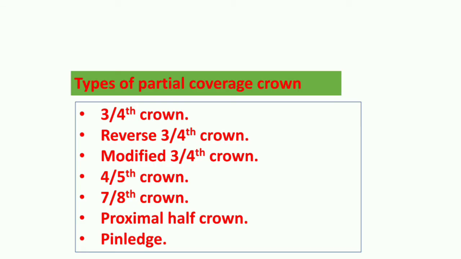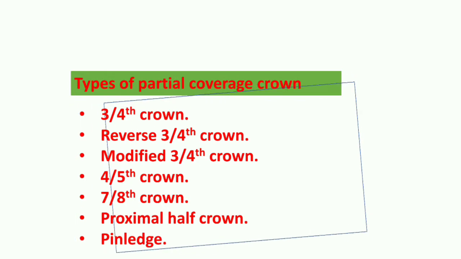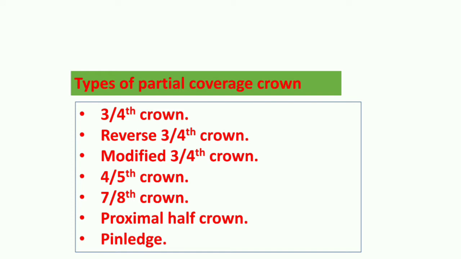There are 7 types of partial coverage retainer. First one is 3/4 crown. Second is reversed 3/4 crown. Third is modified 3/4 crown. Fourth is 4/5 crown. Fifth is 7/8 crown. Sixth is proximal half crown. And the seventh is Pinledge crown.